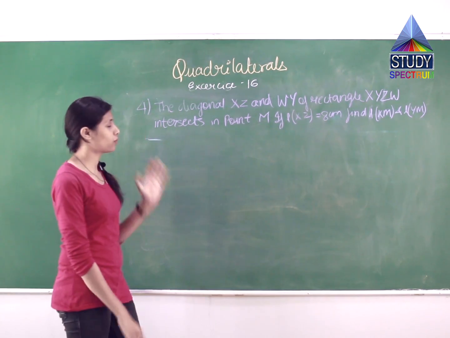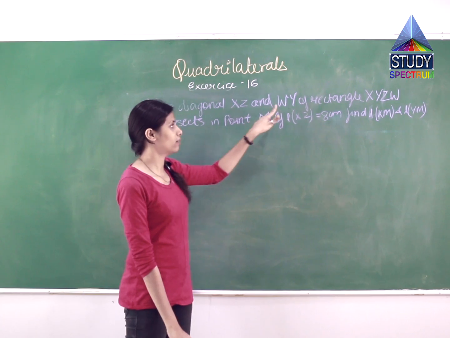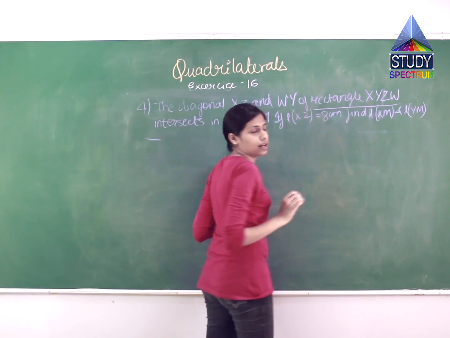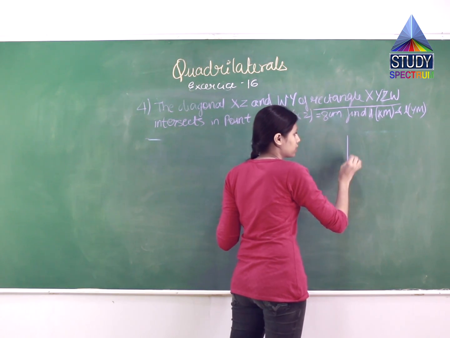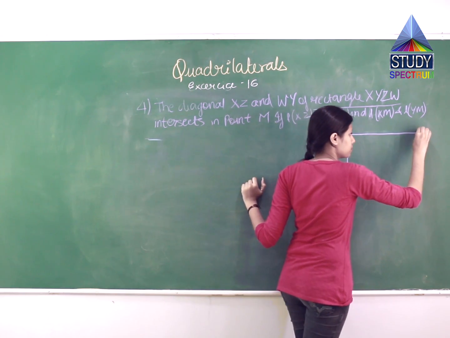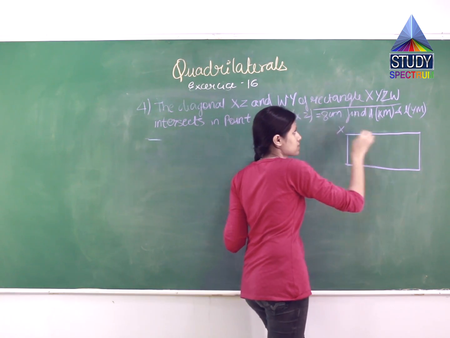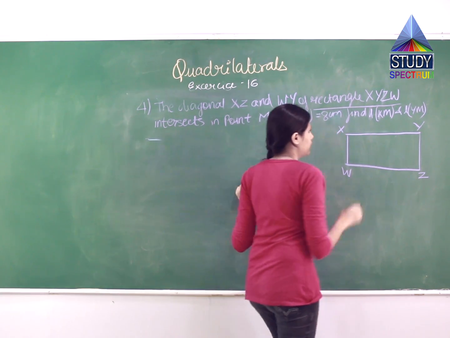Now let us start with the fourth question. Let us read the question. The diagonals XZ and YW of the rectangle XYZW. So let us draw the rectangle. It is X, Y, Z and W.